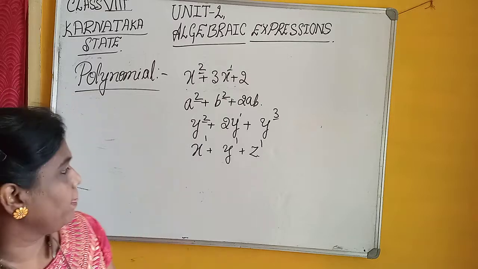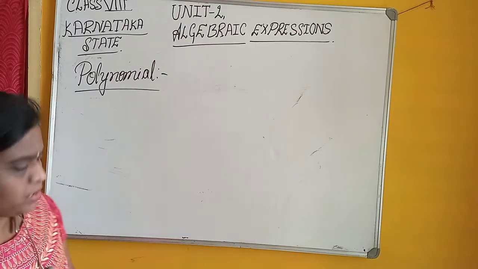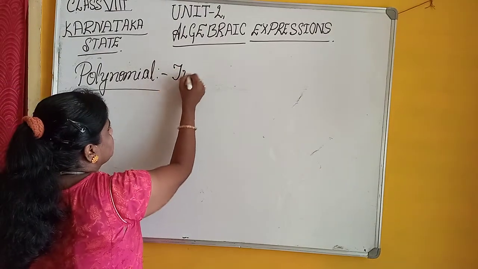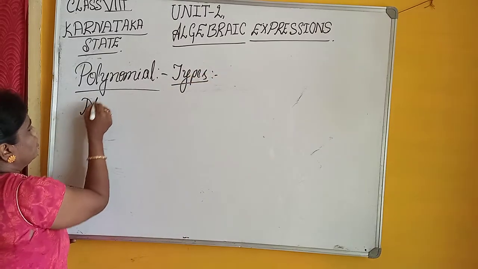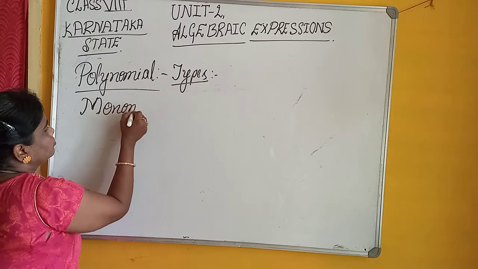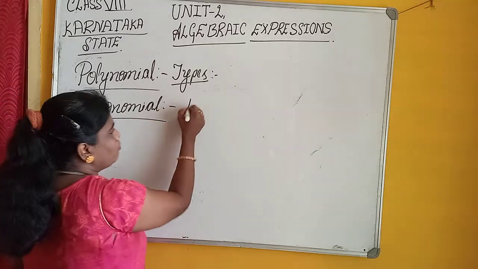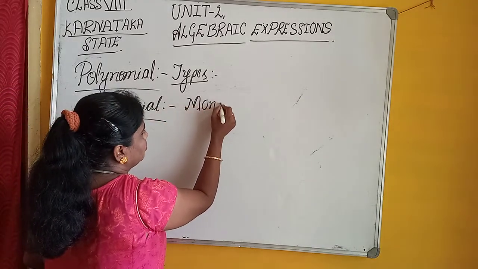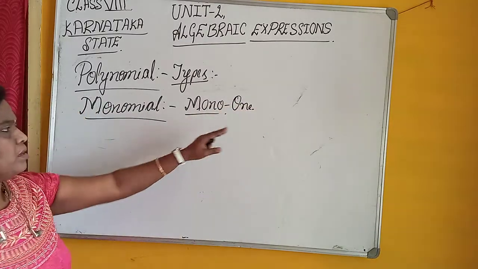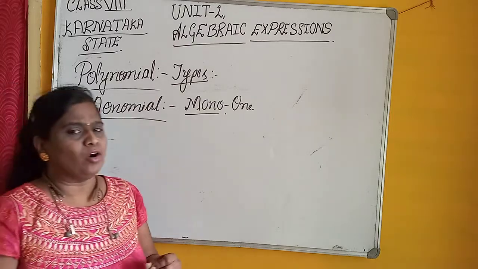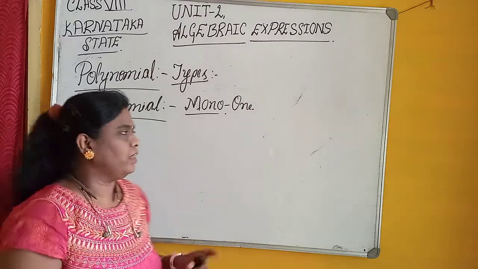Next, move on to the types of polynomials. First one is monomial. What is the meaning of mono? Mono means one. Isn't it? A monomial is a polynomial with only one term. A polynomial with one term is called a monomial.